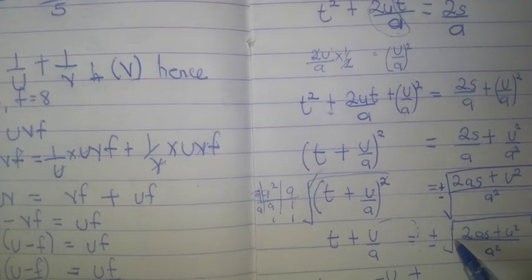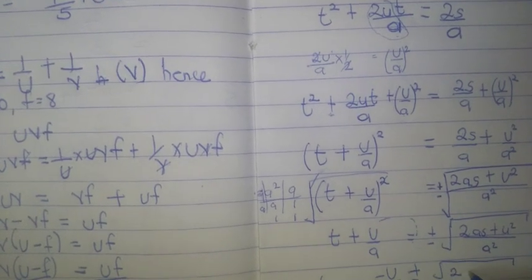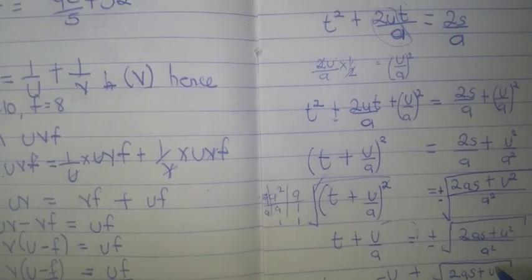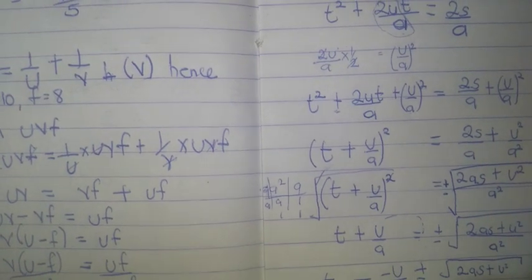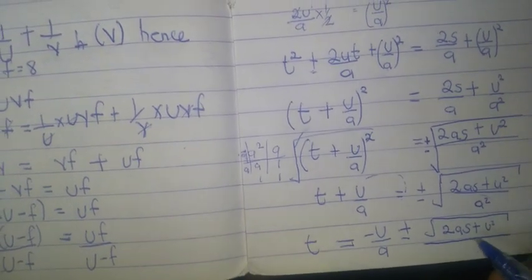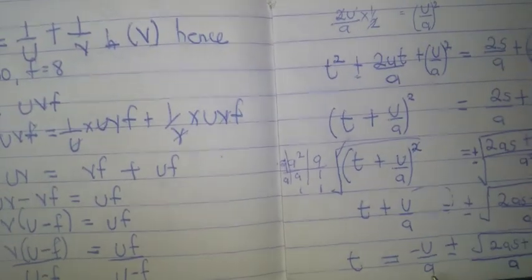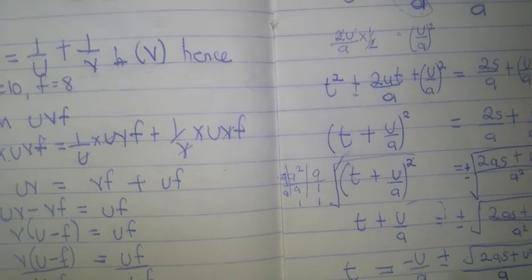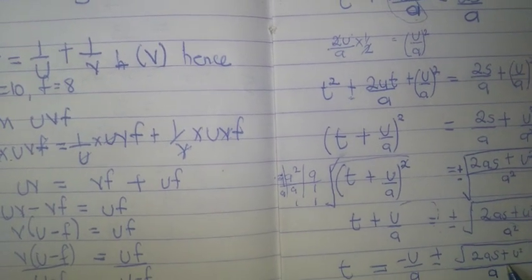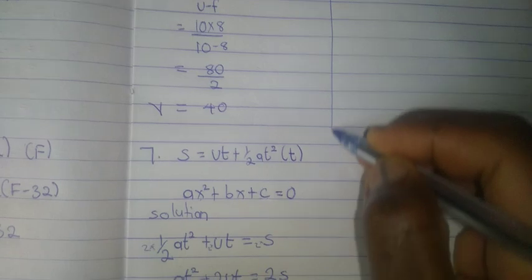Looking critically up, we cannot get the square root of that, so the result we have up will remain in the square root, 2as plus u squared, because of this operation sign. We cannot get the square root of what is up, but down is only a squared, and the square root of a squared is a. From our knowledge, when numbers have the same denominator, we maintain it, then we deal with the numerators. So we shall maintain a as our denominator. Finally, we have made t the subject of the formula.